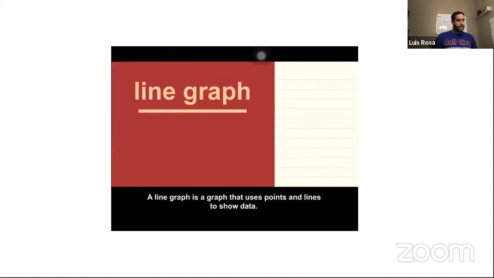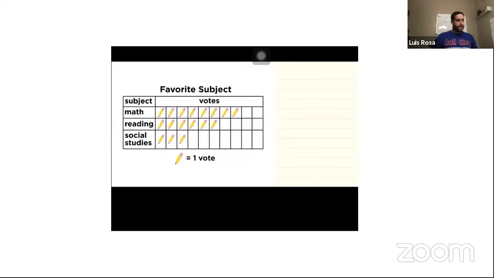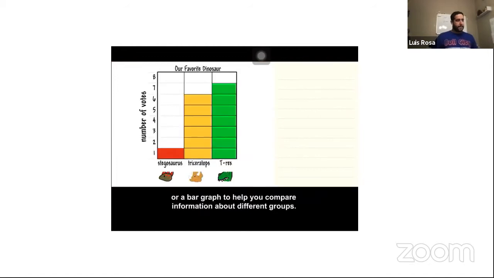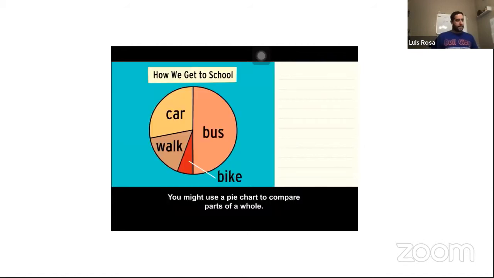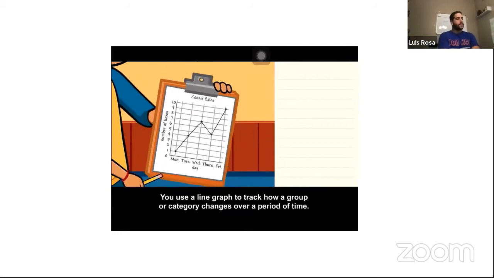A line graph is a graph that uses points and lines to show data. You might use a pictograph or a bar graph to help you compare information about different groups. You might use a pie chart to compare parts of a whole. You use a line graph to track how a group or category changes over a period of time.